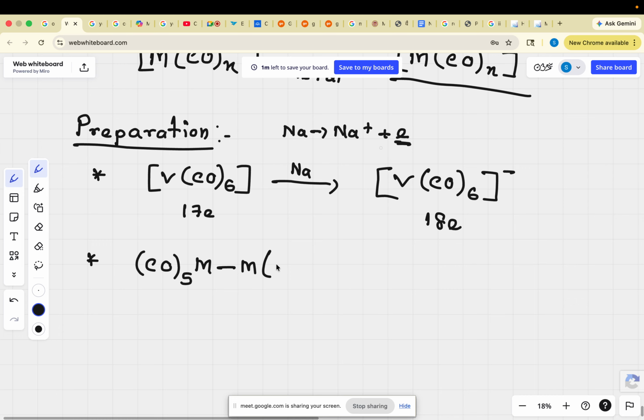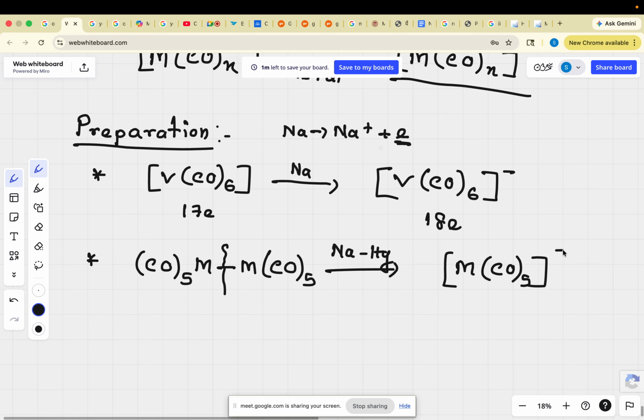Now similarly, suppose you have (CO)5M, then a metal bond, then M(CO)5 again. In presence of sodium amalgam, what will happen? This metal bond will cleave. If the metal bond is cleaving, what am I getting? M(CO)5 with a negative charge here, and a negative charge on the other as well. So I am getting 2 units of this.